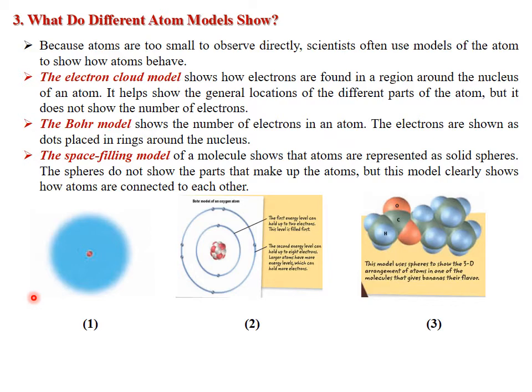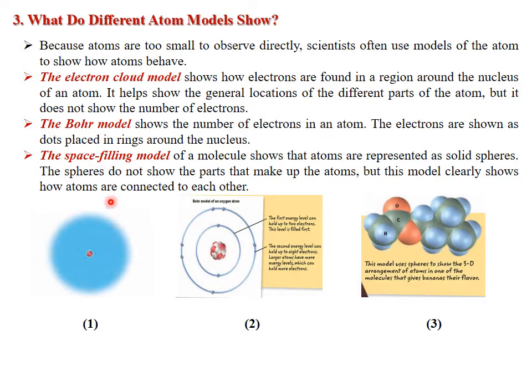The first model is called the electron cloud model, and this model shows how electrons are found in a region around the nucleus of an atom. It helps show the general locations of the different parts of the atom, but it does not show the number of electrons. This model is shown in picture number 1.